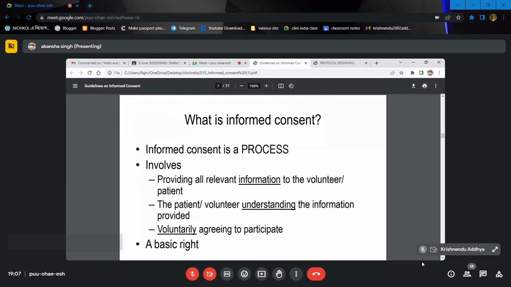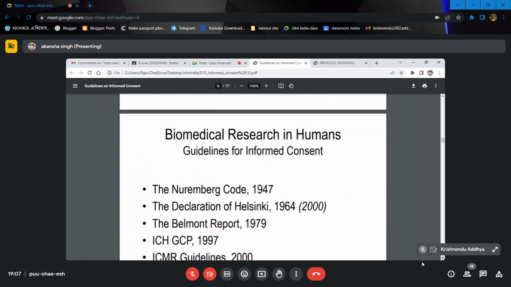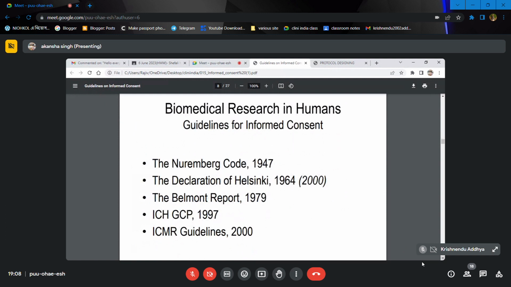drug. So what is informed consent? It is a process which involves all the relevant information given to the patient who is involved in the research. They understand the information and then provide their willingness to agree to participate in the trial. So it is also their basic right. So in biomedical research, the guideline for informed consent has been there in all forms, from 1947.